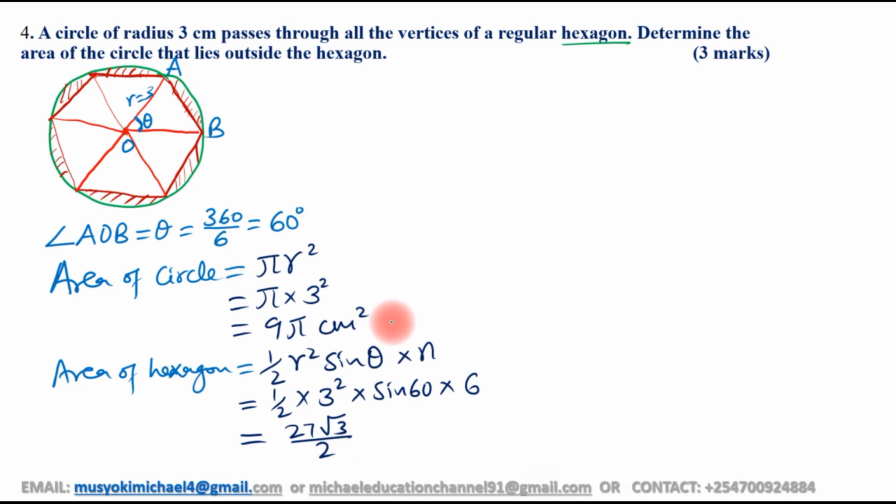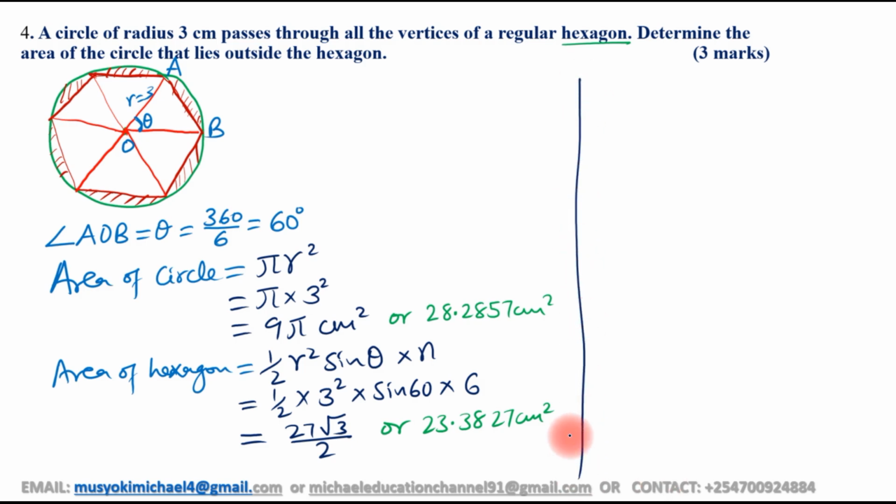Again, this would be the same as 28.2857 centimeter squared, or this could also be 23.3827 centimeter squared.